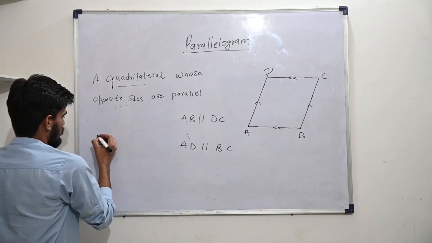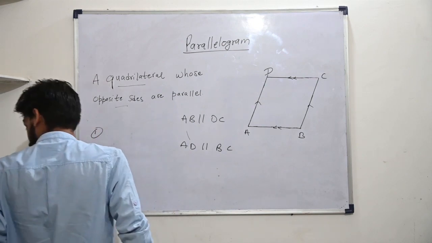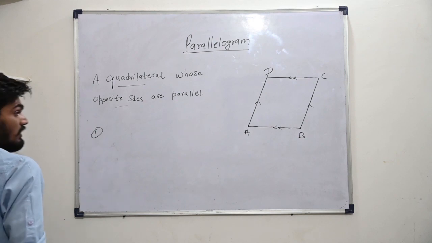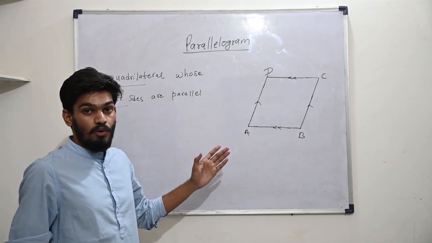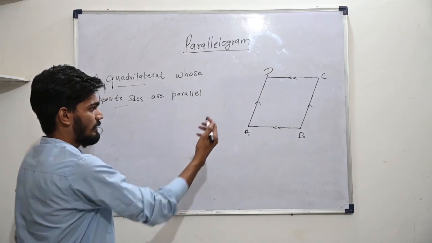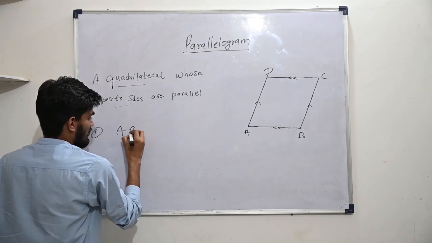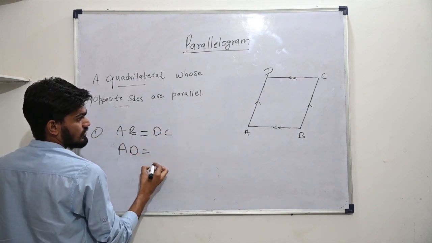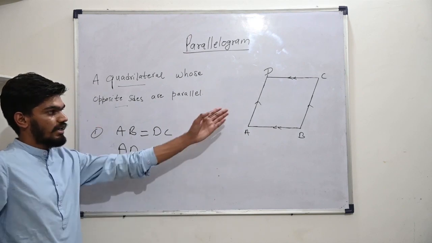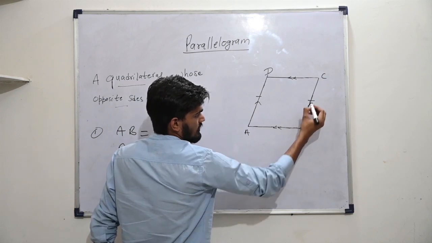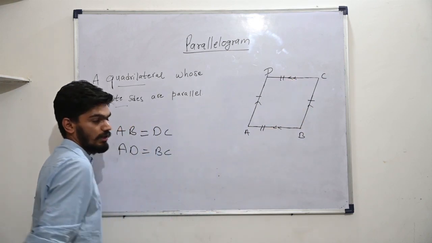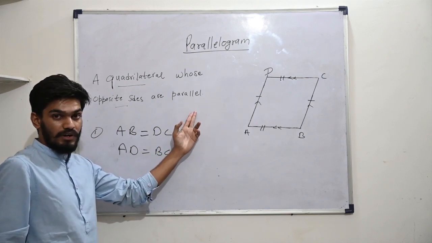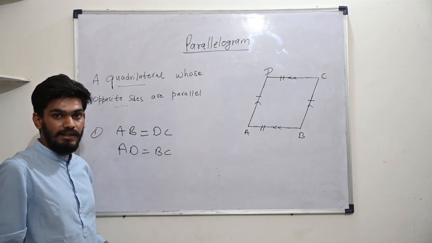Okay. So the first property says that opposite sides are equal. That means AB is equal to DC and AD is equal to BC. As they are opposite sides, this side is equal to this side and these two sides are equal. So concluding this and the definition of parallelogram, we can say a parallelogram has opposite sides equal and parallel.